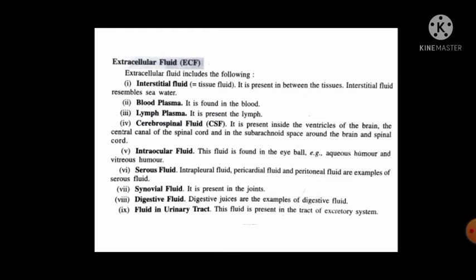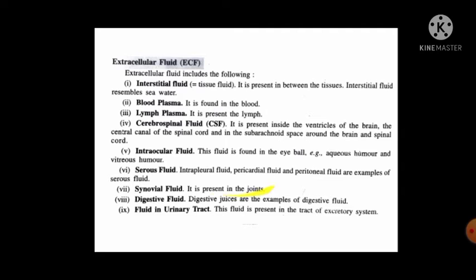Serous fluid is an intrapleural fluid. Pericardial fluid and peritoneal fluid are examples of serous fluid. Intrapleural fluid is present in the lungs, which prevents friction between the two walls of the lungs. Pericardial fluid is present in the heart and peritoneal fluid is also present. These are examples of serous fluid.